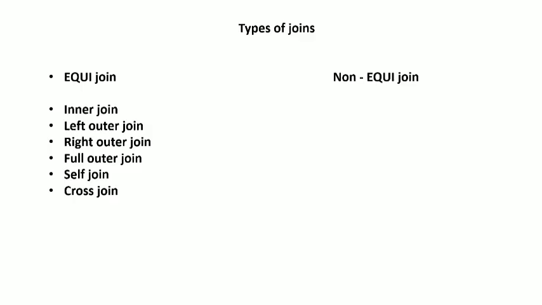Basically, joins are of two types: equi-join and non-equi-join. As far as equi-join is concerned, we have multiple joins. For non-equi-joins, I'll talk separately in another video about how exactly you can do them. But right now, in this video, I'll try to explain equi-joins. In equi-joins, we have different types of joins available: inner join, left outer join, right outer join, full outer join. We also have self join and cross join. But in this video, I'll explain inner, left outer, right outer, and full outer.